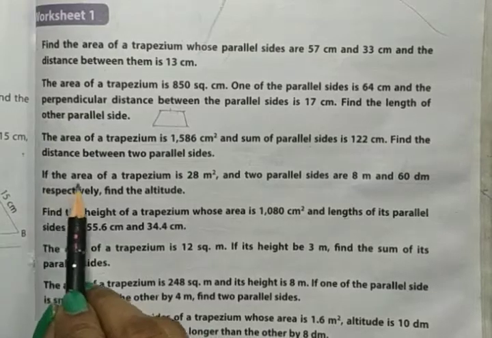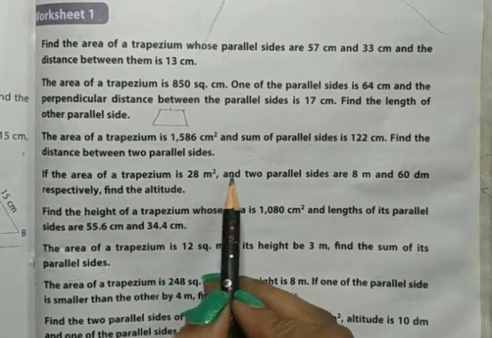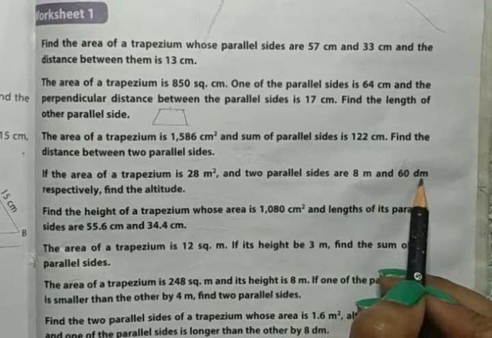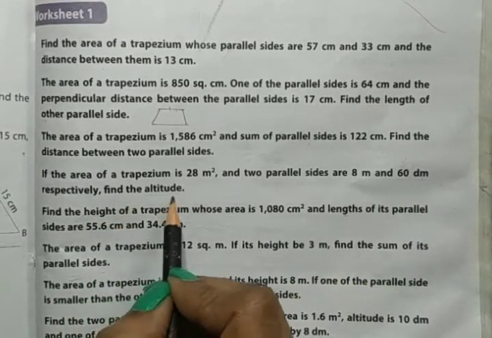And this is the distance between these two parallel sides in this trapezium. Question number 4. If the area of a trapezium is 28 meters square and two parallel sides are 8 meters and 60 decimeters respectively, find the altitude.